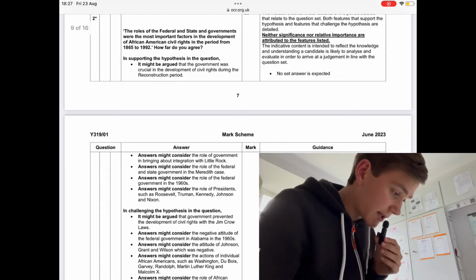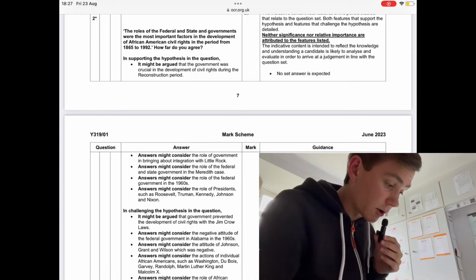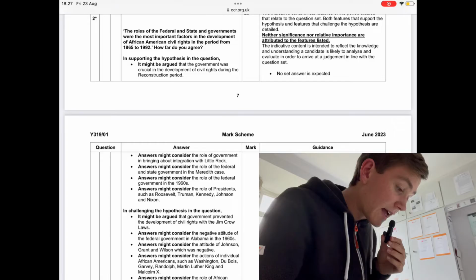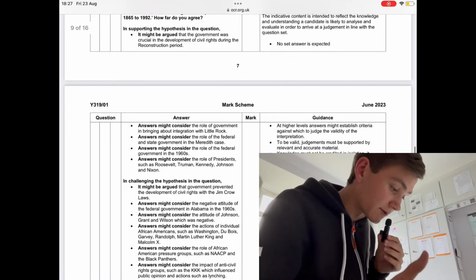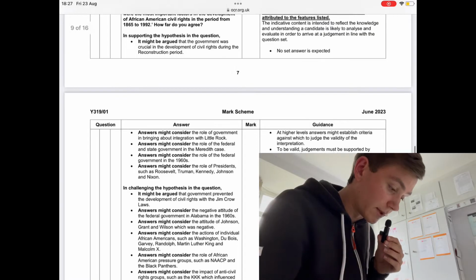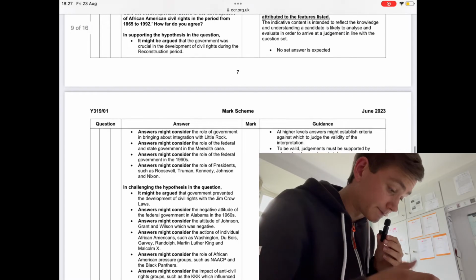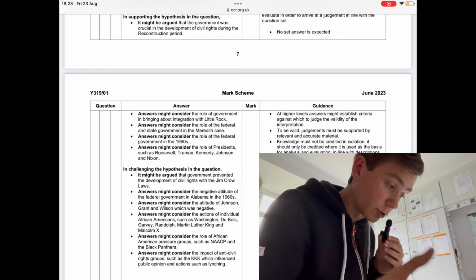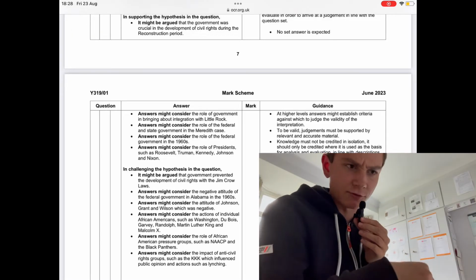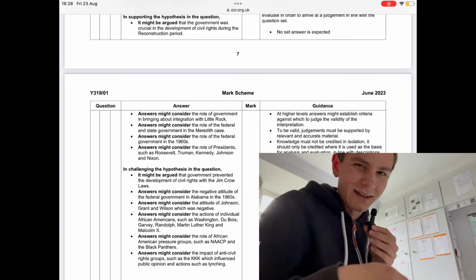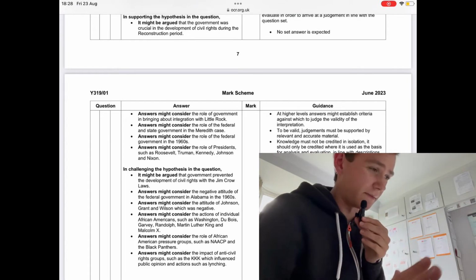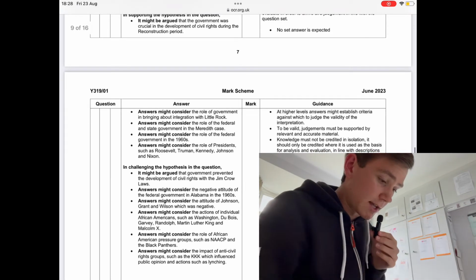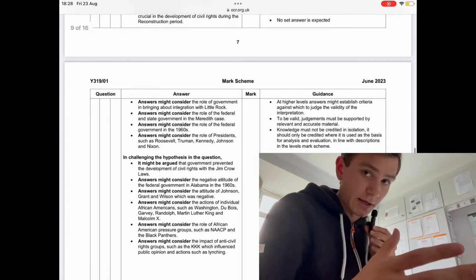So as you can see here, it might be argued, in supporting the hypothesis statement, that the government was crucial in the development of civil rights. The answers might consider the roles of people and governments, like the Little Rock incident, which you could also talk about in this. Of course, this is just going to counteract what I've written for the question there. I know it's not the same question. I do apologise, I couldn't find the exact same question, because of copyright issues with past papers, but you get the idea.